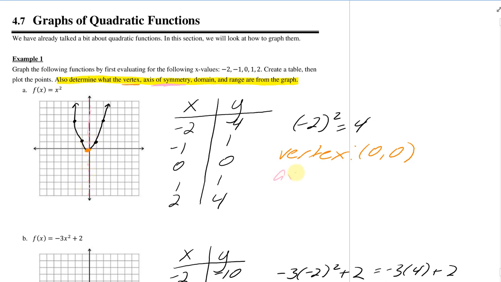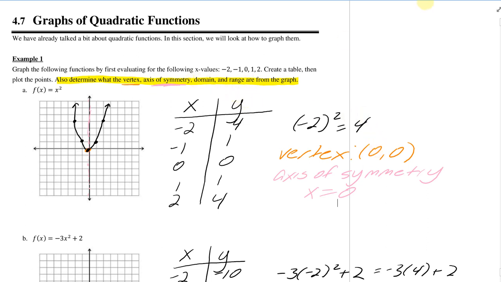So my axis of symmetry, you always just use the x coordinate to get you to this. So it's just going to be x equals 0. So it's x equals whatever the x was from the vertex. That's the long and short of it.